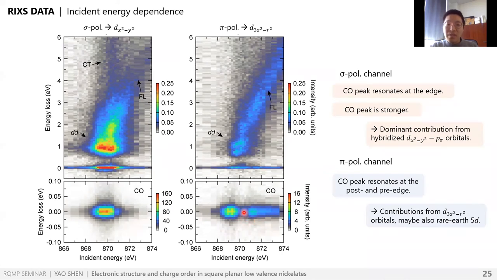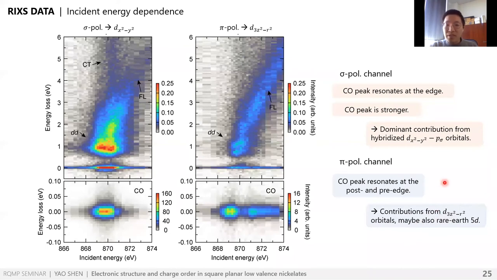And it resonates slightly pre-edge and post-edge, but not at the edge. And we know that the post-edge regime is due to the hybridization between the dz square and the rare earth orbitals. Which means there is some contribution, although just minor, but not zero, from the dz square orbitals as well as the rare earth 5d orbitals. And so this is more complex than the cuprates.